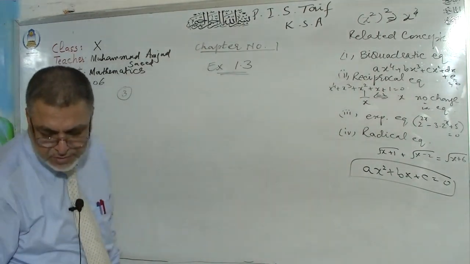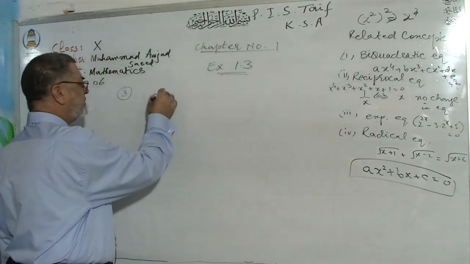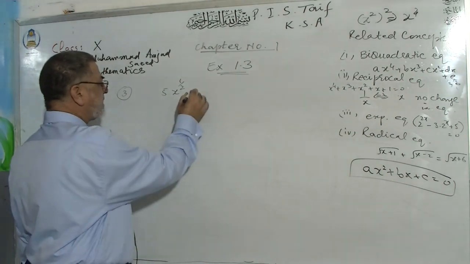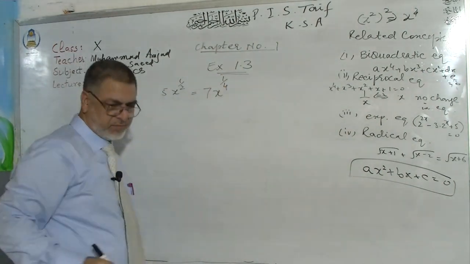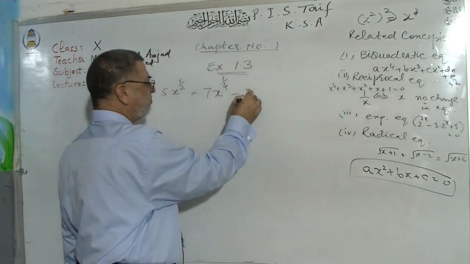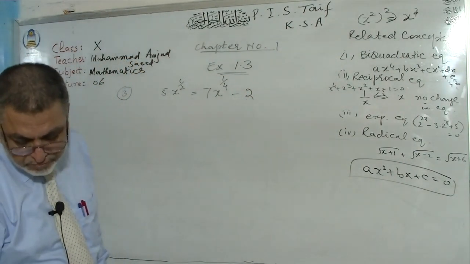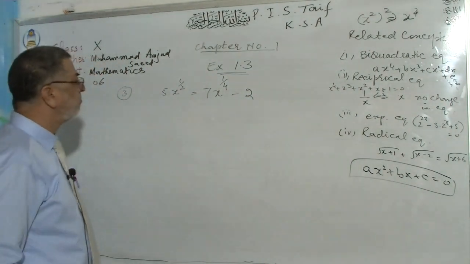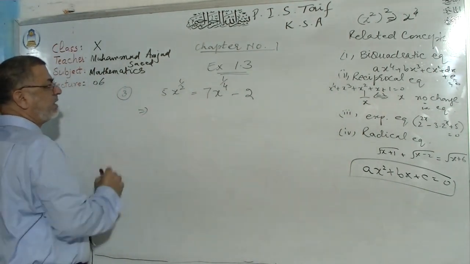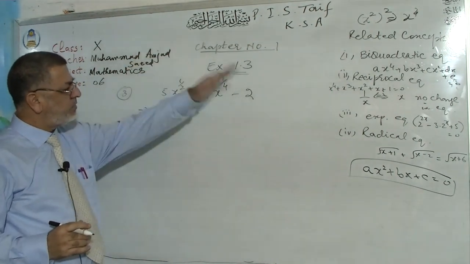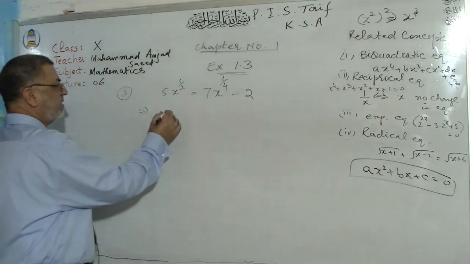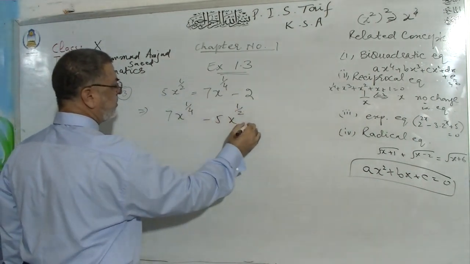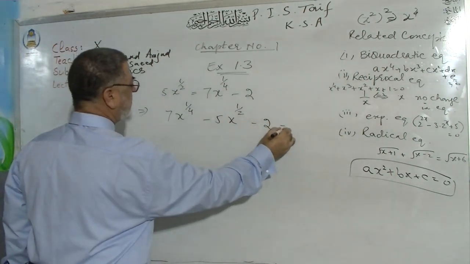5x^(1/2) is equal to 7x^(1/4) minus 2. First of all, you will shift this term to the right hand side: 7x^(1/4) minus 5x^(1/2) minus 2 is equal to 0.